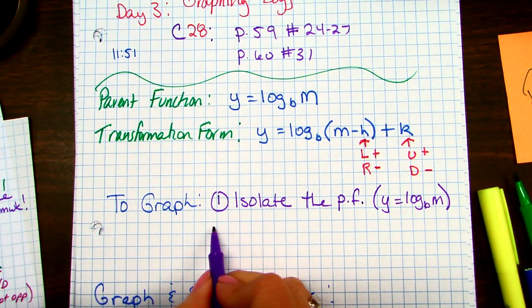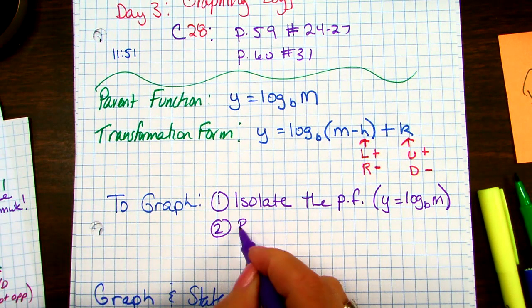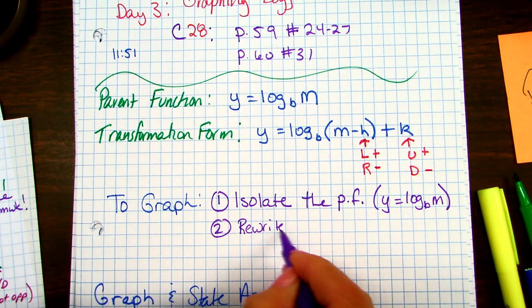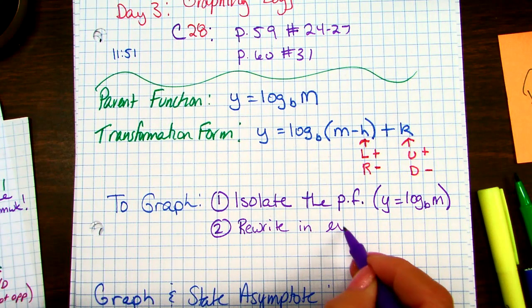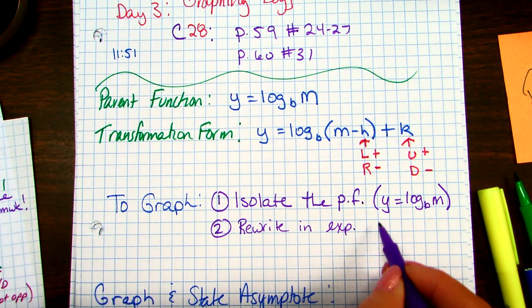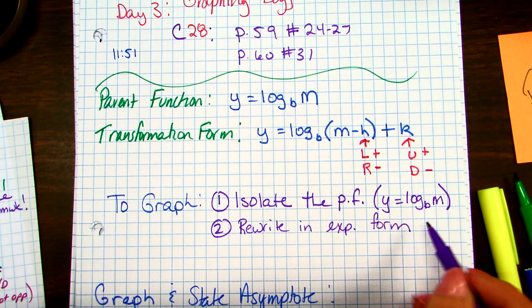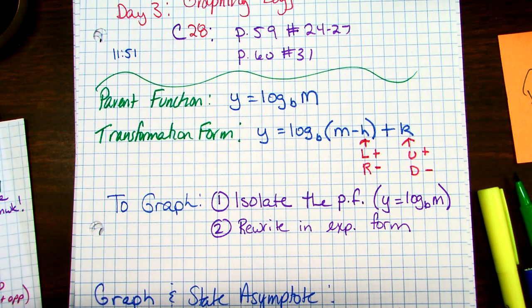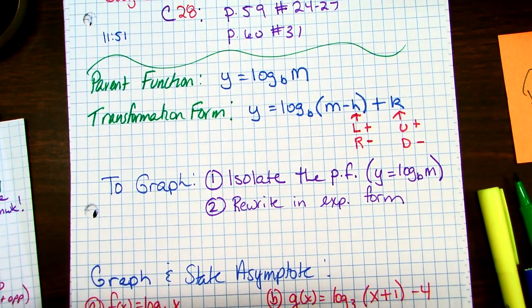The second step is rewrite in exponential, I'm abbreviating there, form. Again, I'll go over that. But I told you a lot of times working with logs, you have to rewrite it in its other form. You might be in log form and have to write it in exponential form, or you might be in exponential form and have to write it in log form. That's what we're talking about. We'll go over that. Don't worry.